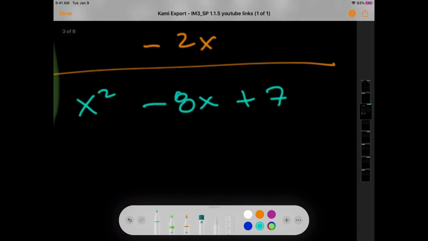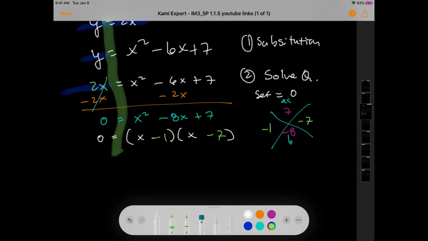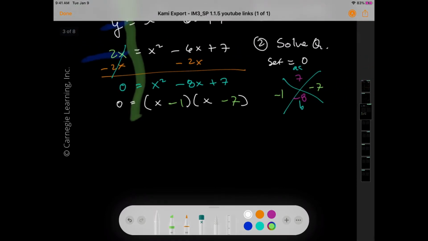Now, in our last couple lessons we learned the easiest way to solve quadratics. I'm always going to shoot for the home run: factor. A times c is 7, and my b value is negative 8. I need two numbers that multiply to positive 7 and add to negative 8: negative 1 and negative 7. So 0 equals (x minus 1)(x minus 7). Congratulations, you just factored.